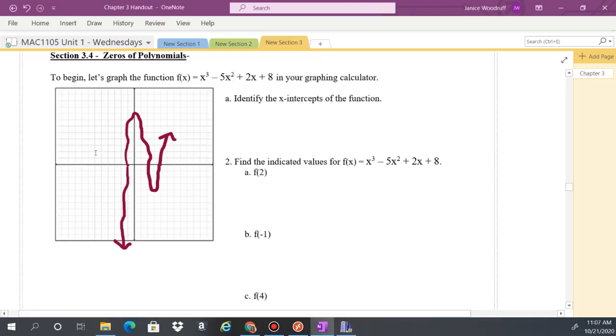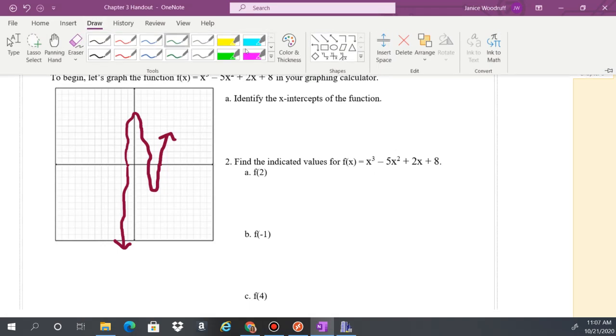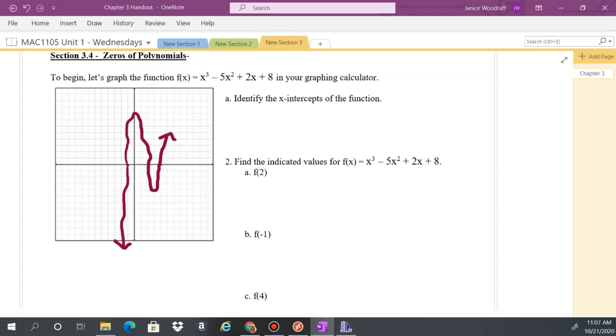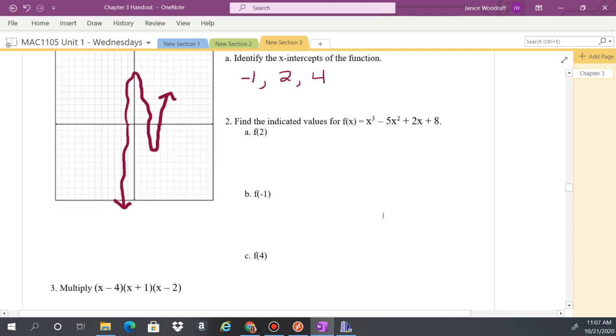All right, so x-intercepts. Okay, that's what we're interested in here. So the x-intercepts of this function we see are -1, 2, and 4. All right, so we've identified the x-intercepts. Well, now we're going to do an exercise where we find the indicated values. Okay, so we find f of 2.